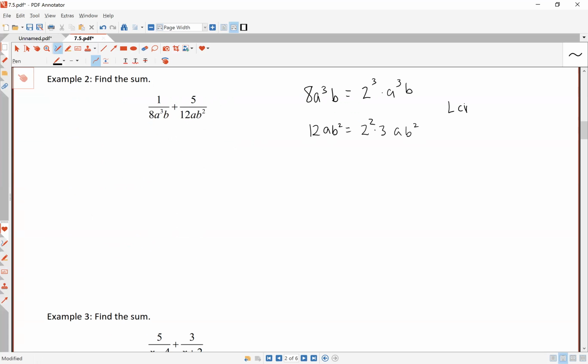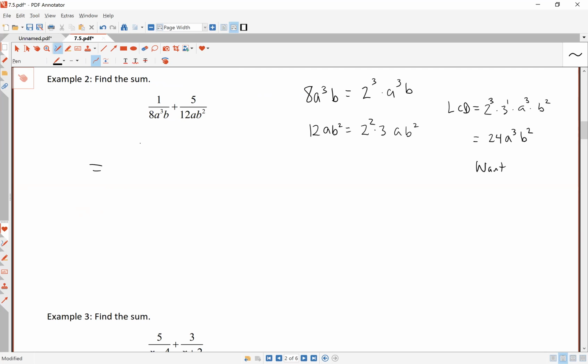So our LCD has to have 2's and 3's and a's and b's. The largest number of 2's I see is 3 of them. The largest number of 3's is 1 of them. I have 3 a's or 1 a, 3 is larger. 1 b or 2 b's, and 2 b's. So 2 cubed is 8 times 3 is 24. A cubed b squared. So this is what we want.